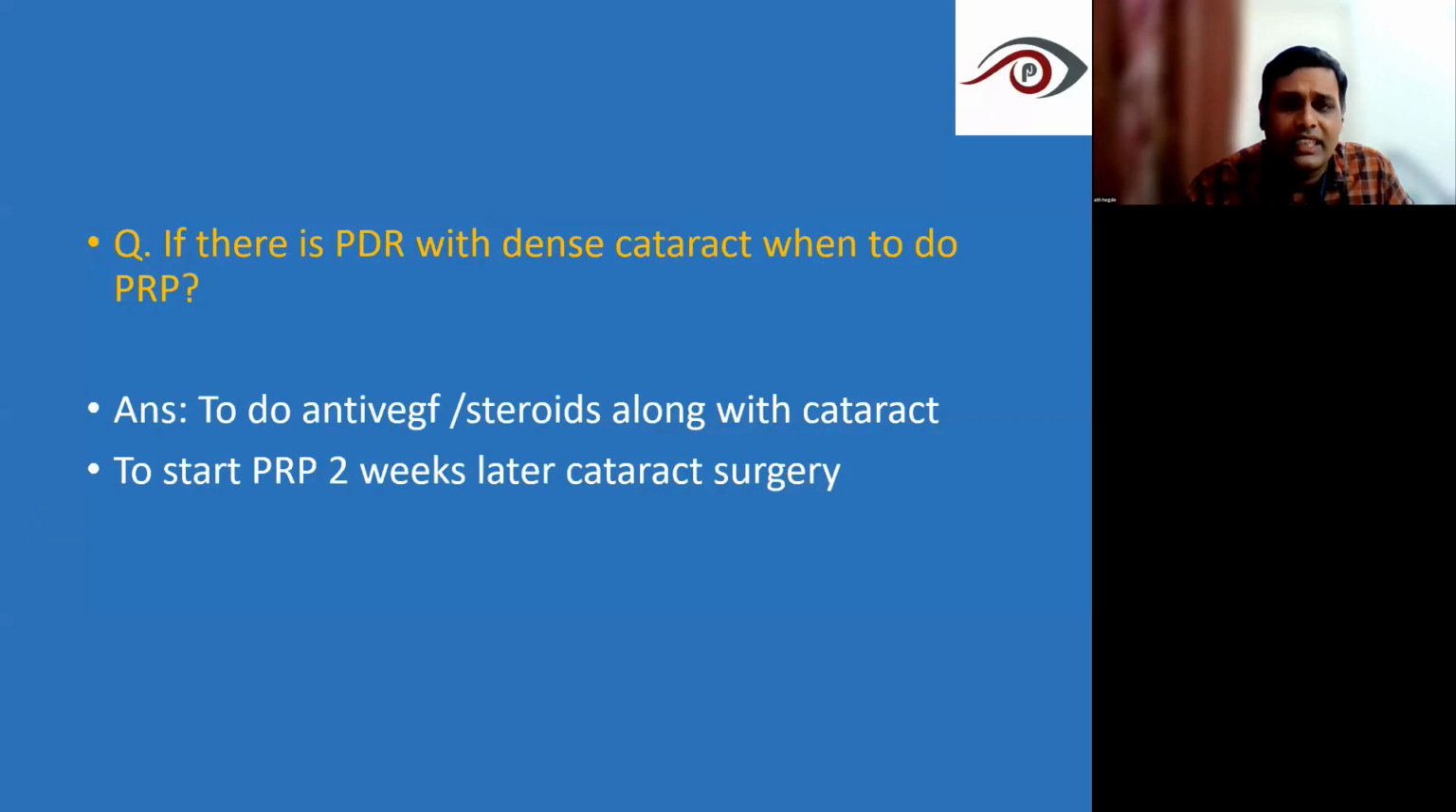If there is a PDR with dense cataract, when will you do PRP? If you are not able to do a laser, even with an indirect ophthalmoscope, or if you don't have the option of an indirect ophthalmoscope, then if there is no traction, I get the cataract surgery done with the anti-VEGF. The anti-VEGF acts in two ways. One is to decrease the macular edema, and the second is to decrease the neovascularization. After 2 weeks, I do the cataract surgery, and following phaco, when the wound has healed, I am able to do the pan-retinal photocoagulation.